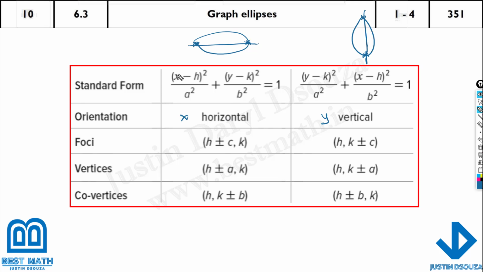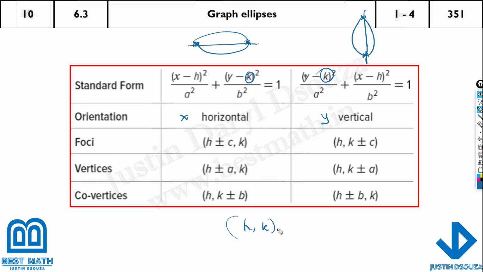And this is a very important thing in the standard form: when it is along the horizontal, x must be written first. X minus h the whole squared by a squared. Whereas if it is along the vertical axis, you can see y divided by a squared. Why does this k vary? See, this vertex is given by h comma k. Okay, vertices. Now here, this matters, because one vertex will be over here, another vertex will be over here.